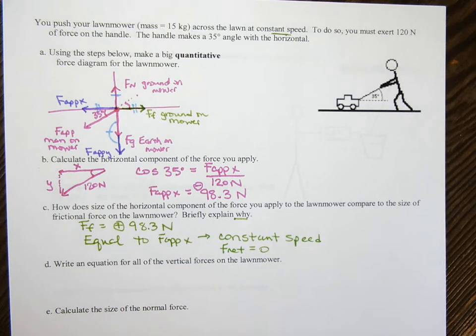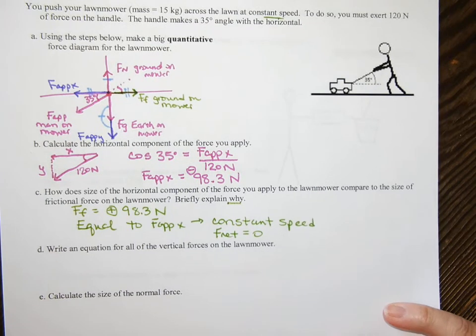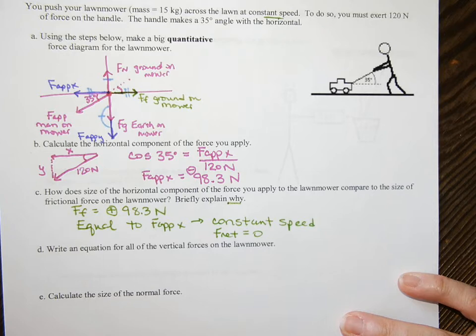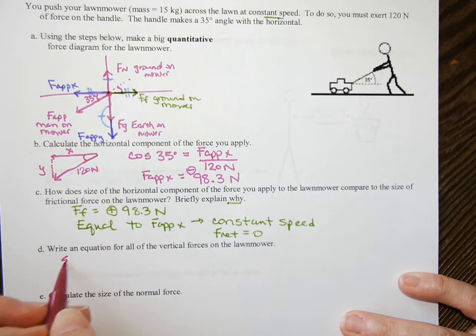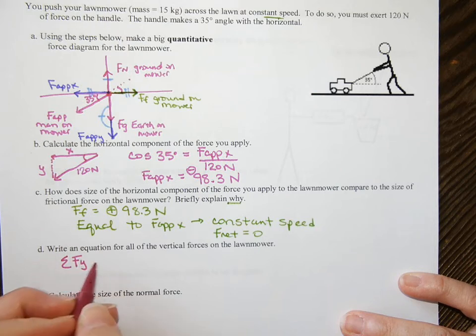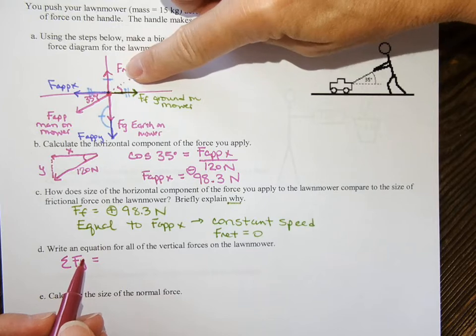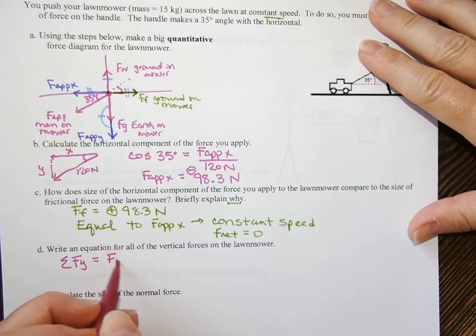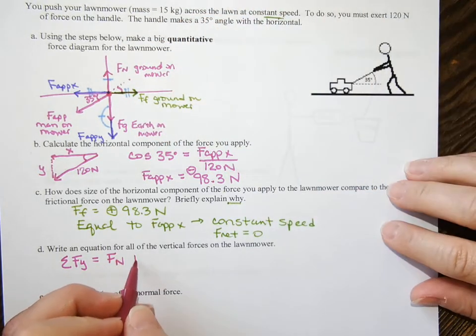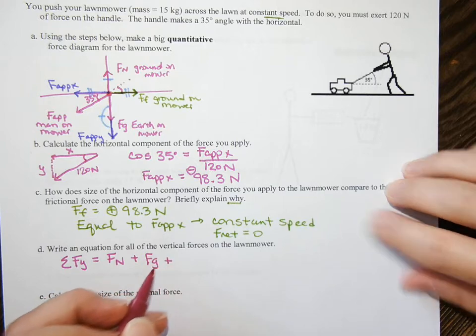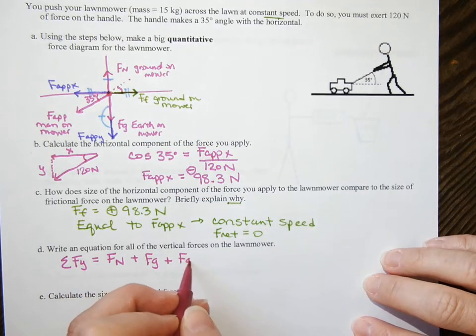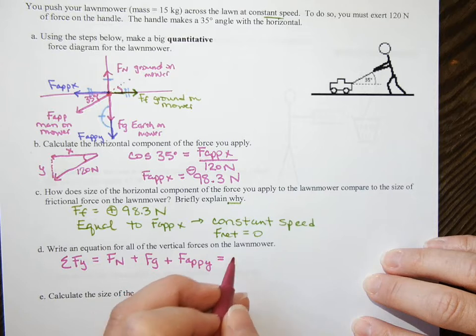For part D now, we have to write an equation for all the vertical forces on the lawnmower. When you're working in the vertical direction, always go back to the force diagram. I'm going to write the sum of forces in the y, and you just get them right off the force diagram. So up here I have the normal force, the force of gravity, and F applied y. And the sum of those forces is 0.